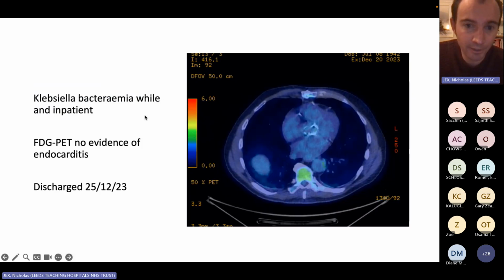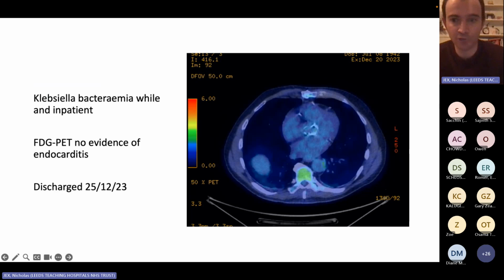Quick side note that the patient then, before discharge, developed a bacteremia. And so then there was a potential concern whether endocarditis was going on. So he had an FDG PET, which was negative, as you can see here, showing no activity on the valve.